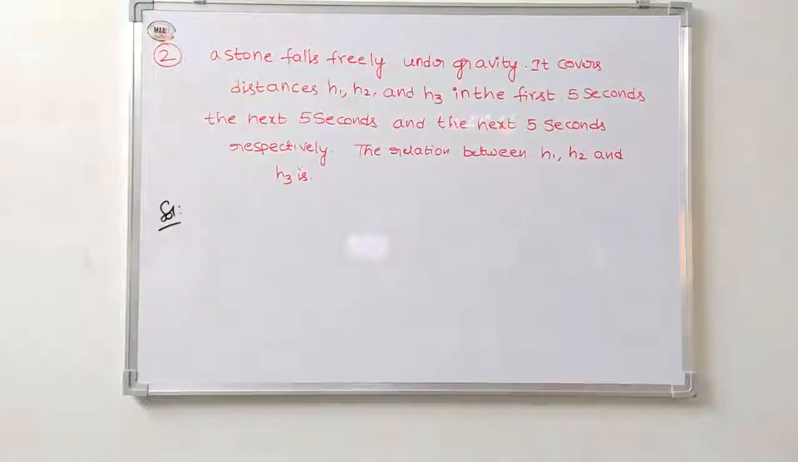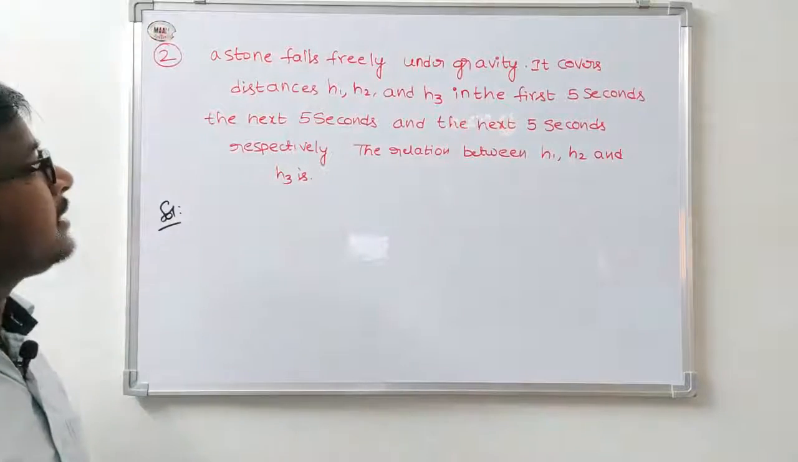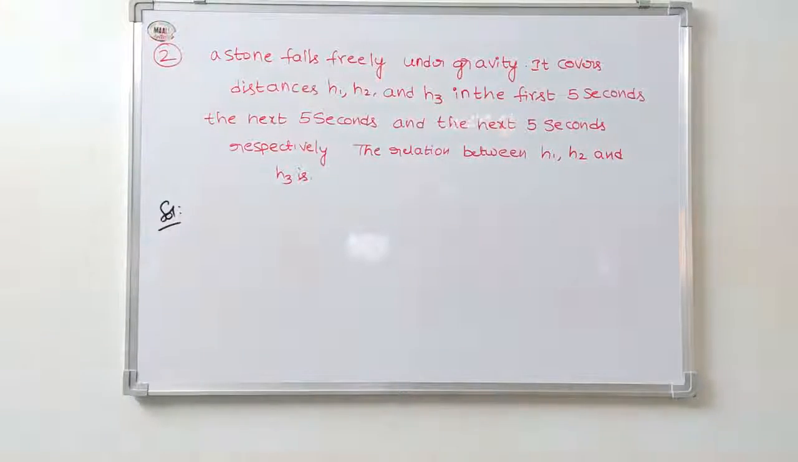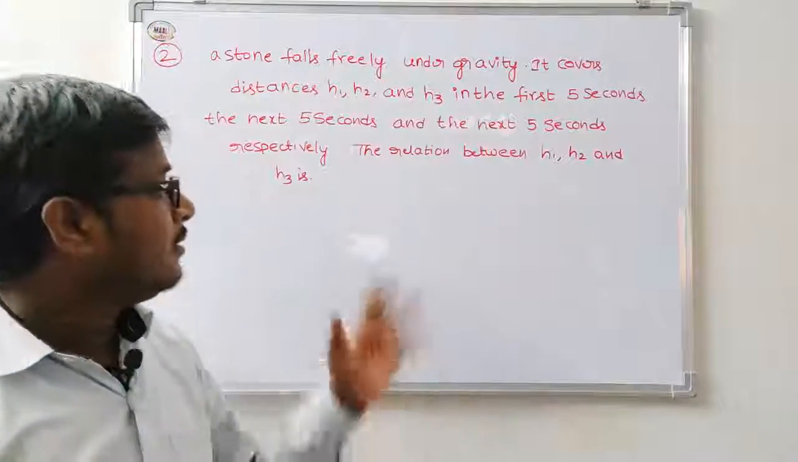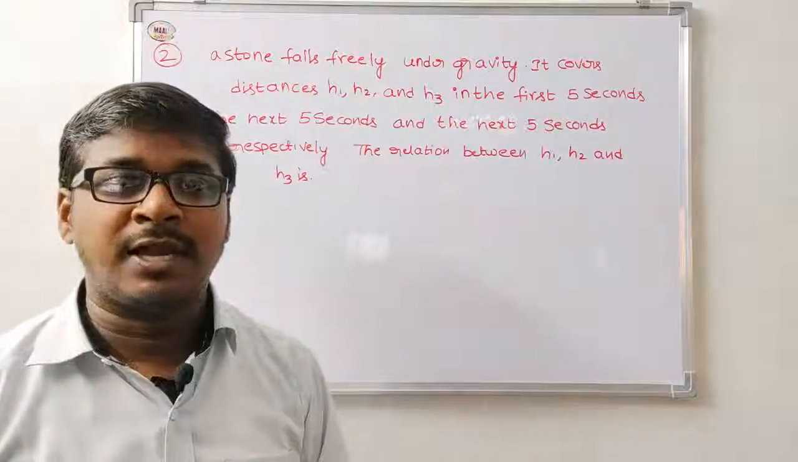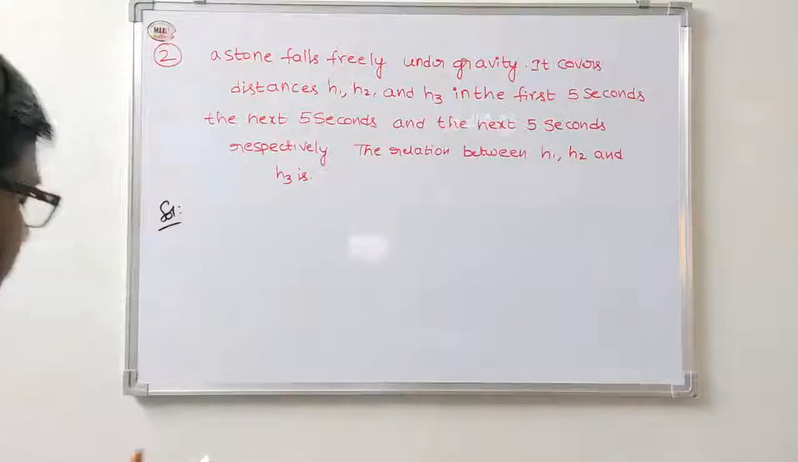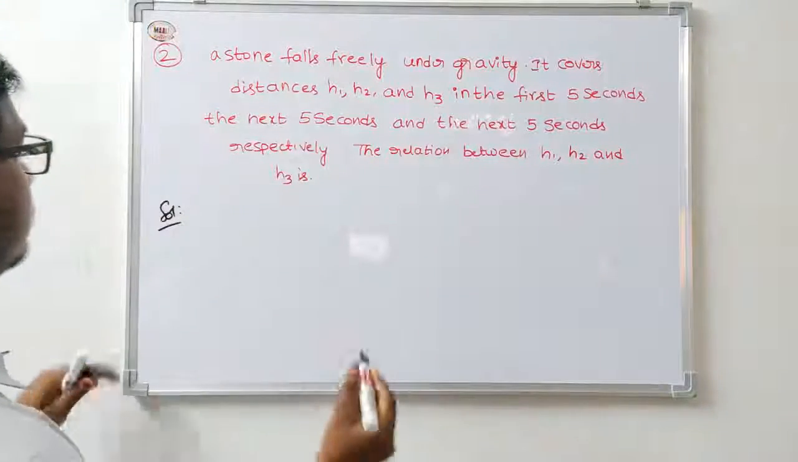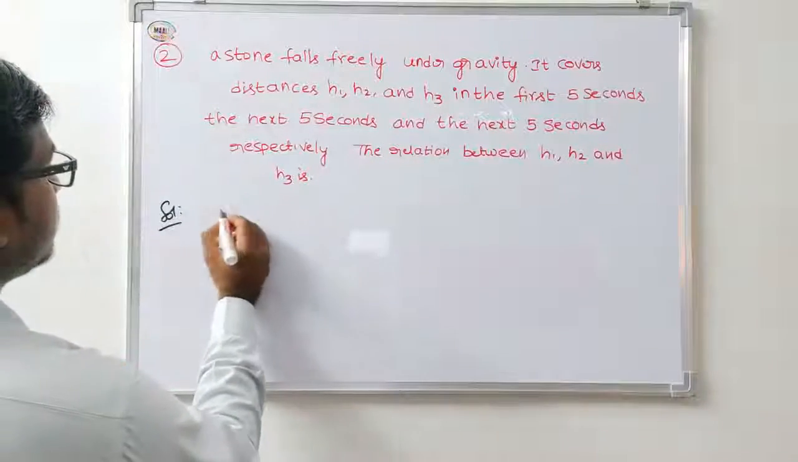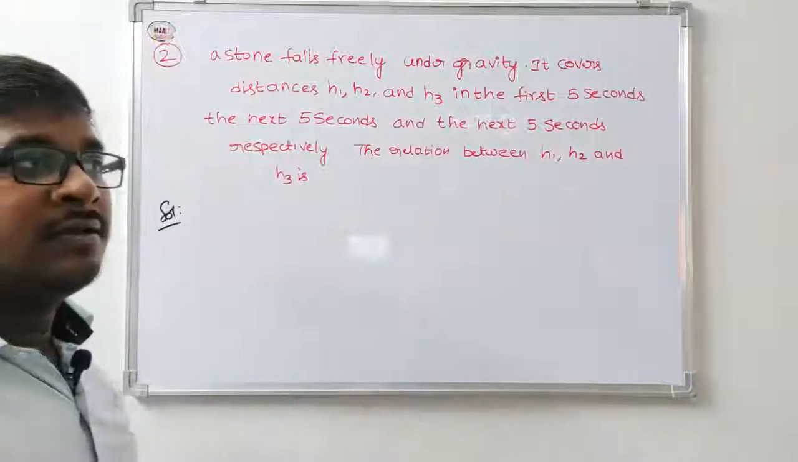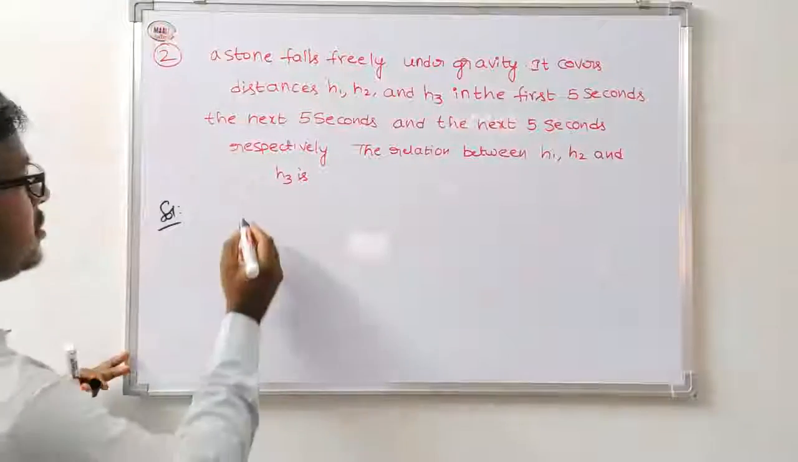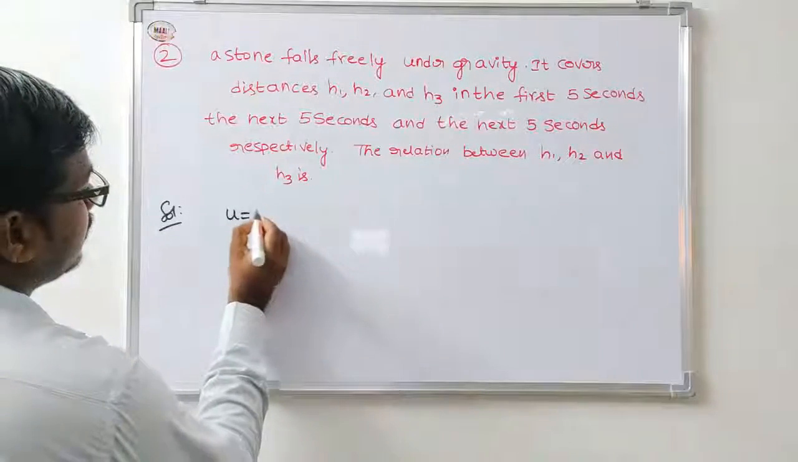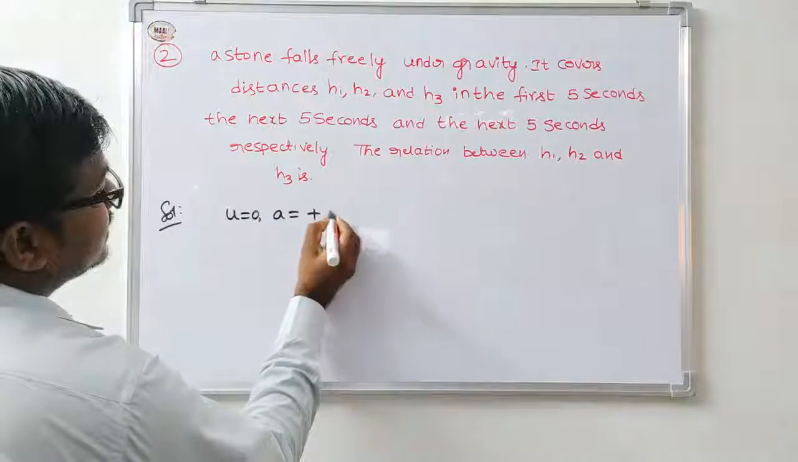The second problem: a stone falls freely under gravity. It covers distances h1, h2 and h3 in the first 5 seconds, the next 5 seconds and the next 5 seconds respectively. Find the relation between h1, h2 and h3. First, the body is freely falling. Before coming to motion, the body is at rest, so u is equal to 0 in this case, and a is equal to plus g.